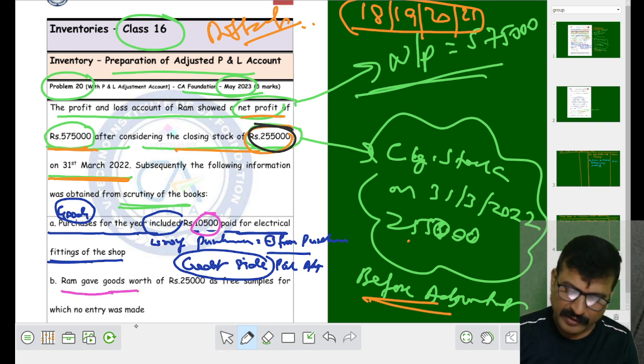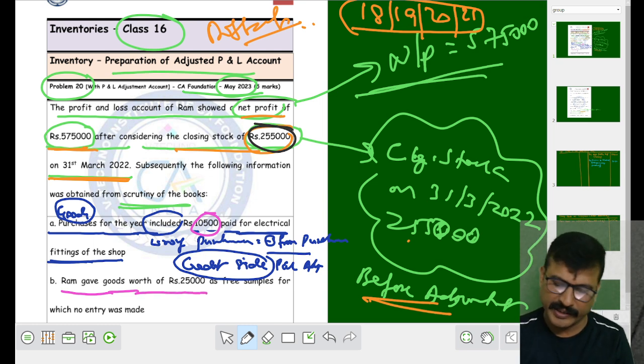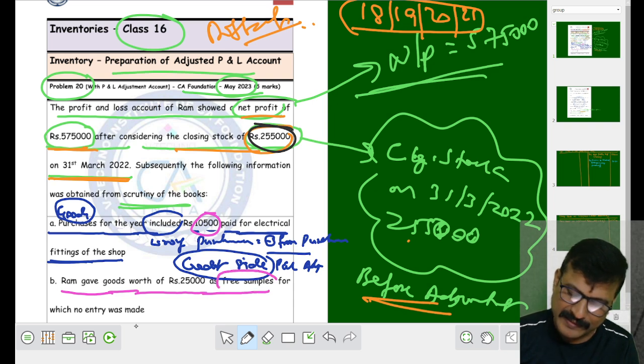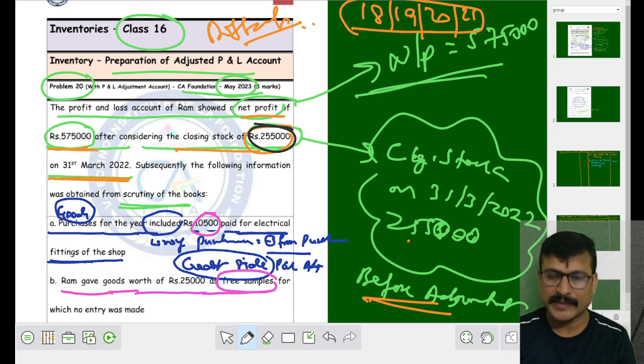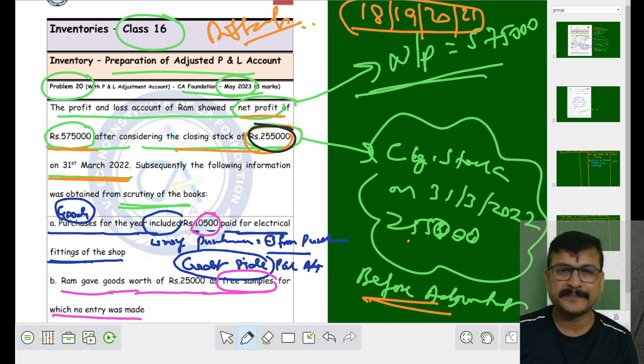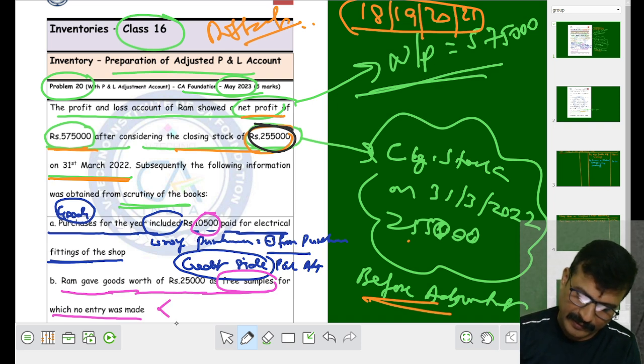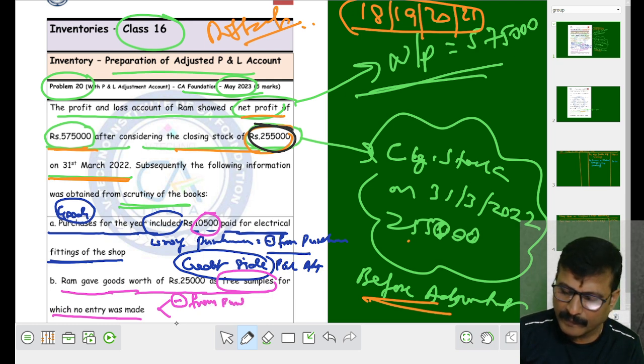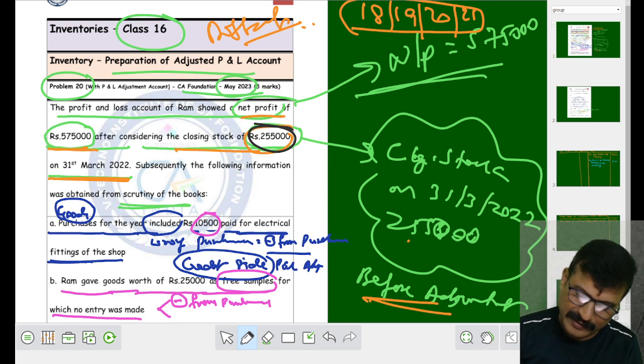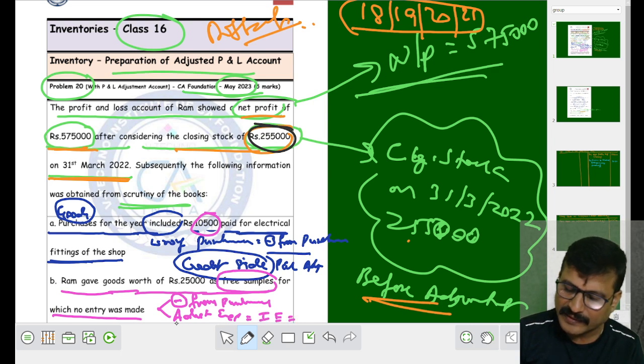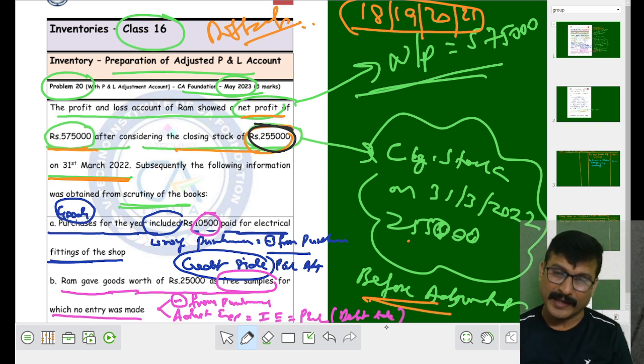Ram gave goods worth rupees 25,000 as a free samples. What it is? Free samples, for which no entry made. Now tell me what to do for free sample. One answer is minus from purchases. Another answer, it is a advertisement expenses. It is a indirect expenses. It comes in P&L account. What side? Debit side. These are the two answers, my dear student.